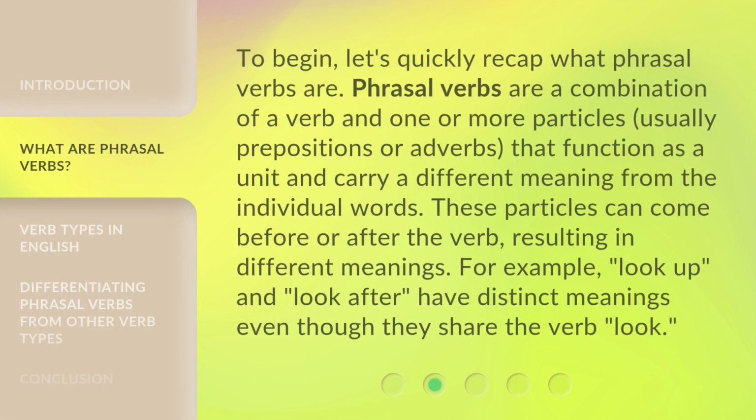To begin, let's quickly recap what phrasal verbs are. Phrasal verbs are a combination of a verb and one or more particles, usually prepositions or adverbs, that function as a unit and carry a different meaning from the individual words. These particles can come before or after the verb, resulting in different meanings. For example, look up and look after have distinct meanings even though they share the verb look.